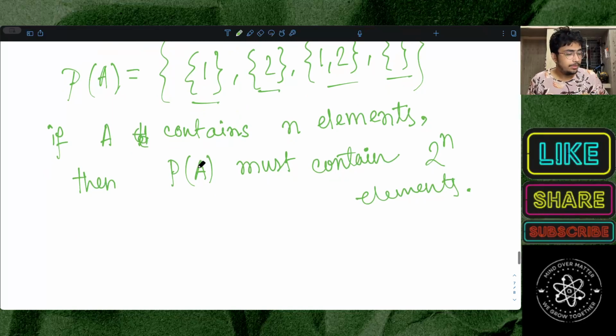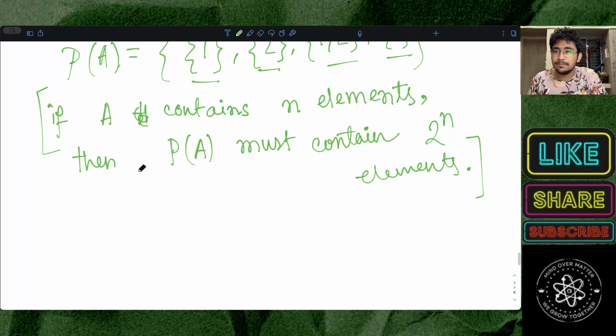So this is a very important theorem, and it can come in handy at several times. I cannot recall any particular case where this theorem comes in handy, but it can be useful sometime.